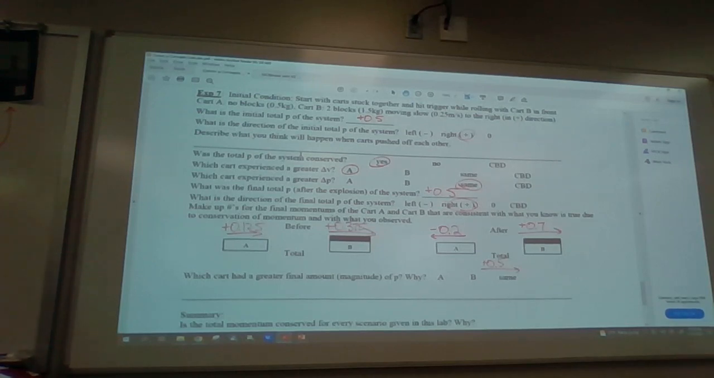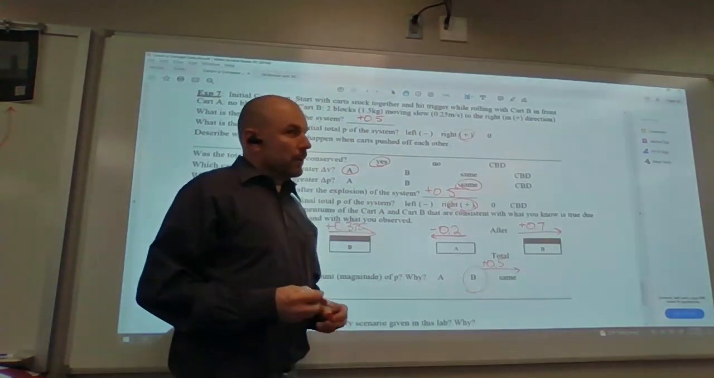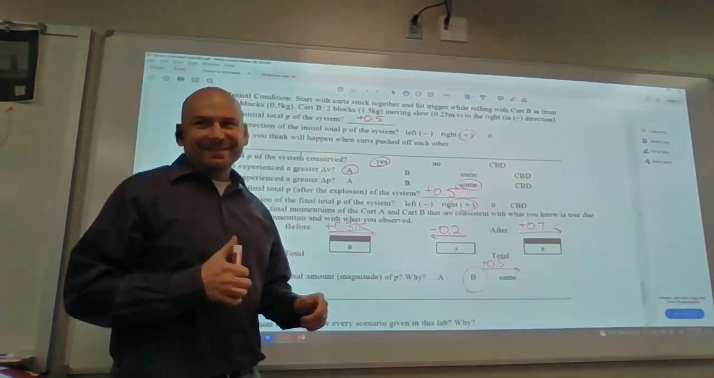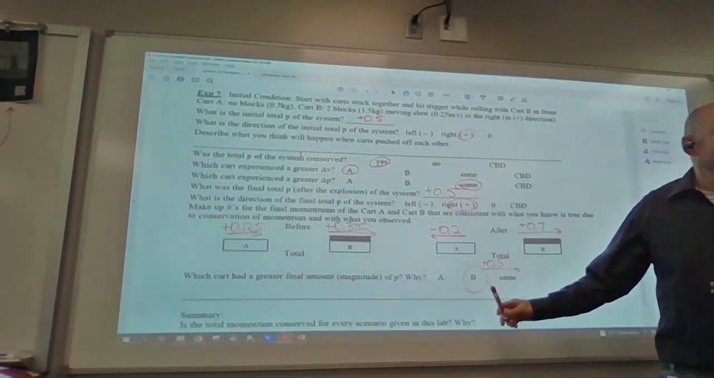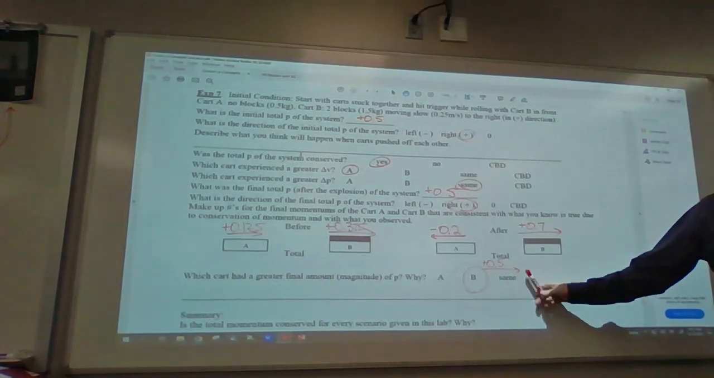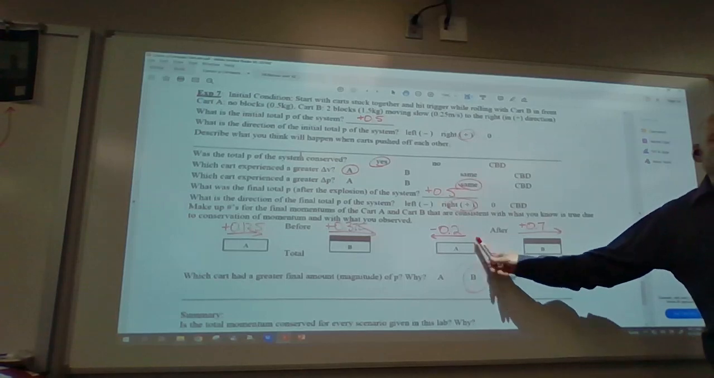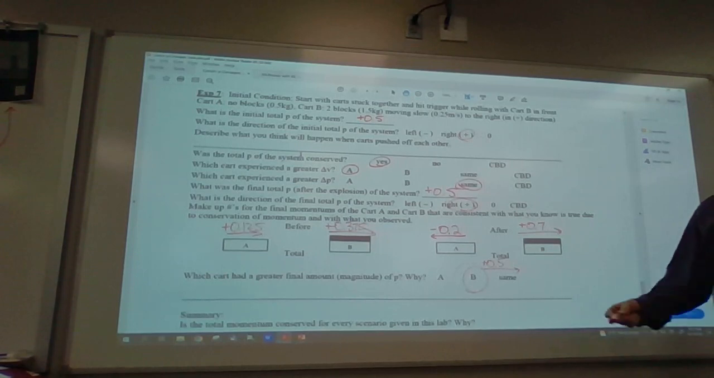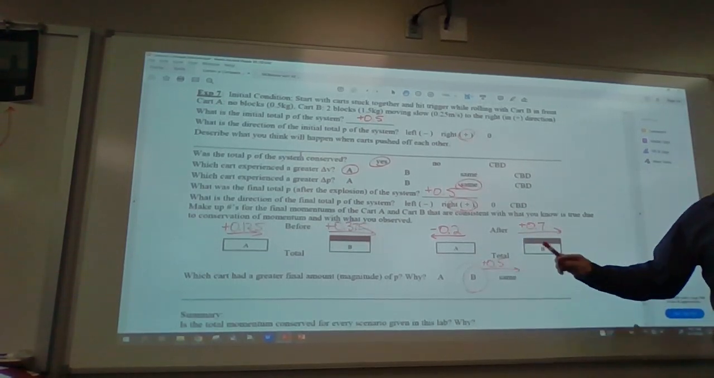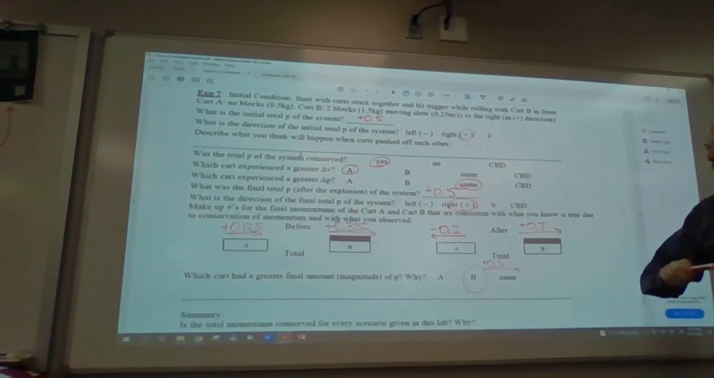Okay, the correct answer is B. Why? You know that the total momentum is to the right. You've got something going to the right and something going to the left. B has to have more momentum than A because the total momentum is to the right. B is the only contributor to the right, so it has to overcompensate for the negative momentum.